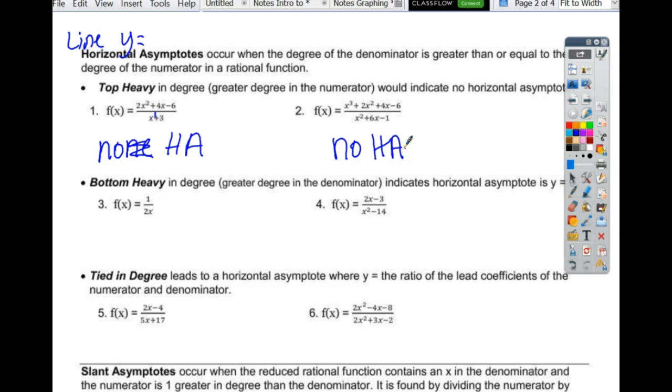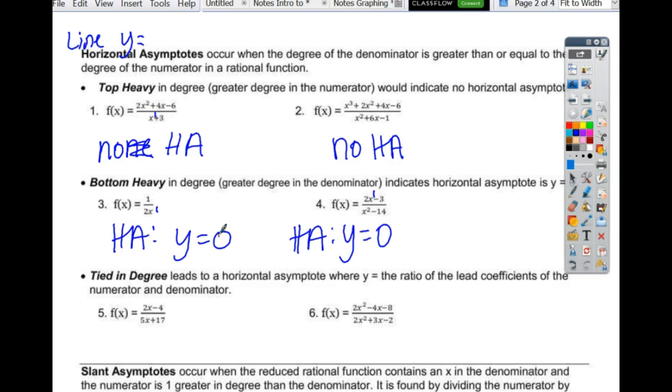If the degree on bottom is bigger than the top, so if it's exactly the opposite, it's going to be y equals 0. So here, 2 is bigger than 1, so this is y equals 0 for my horizontal asymptote. So here I have 1. How many x's do I have on top? None. So that means the horizontal asymptote here is y equals 0. So on top is none, on bottom is y equals 0.